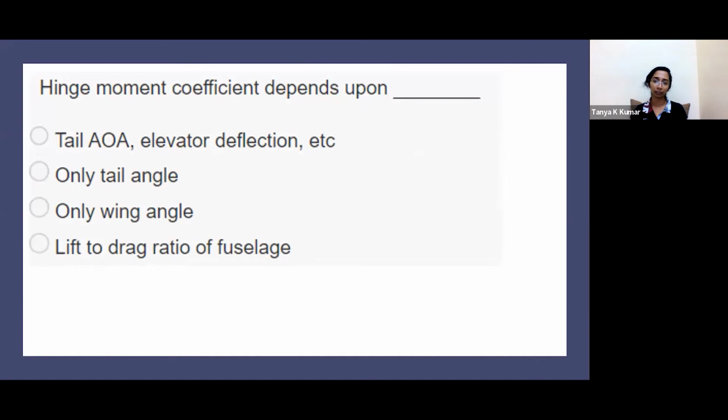The hinge moment coefficient depends upon what? We just discussed hinge moment coefficient. CH depends upon what? Just the tail angle, just the wing angle, lift to drag ratio, or the first option? Hinge moment coefficient. Come on. A, correct. Okay, so it depends upon tail angle of attack, elevator deflection, etc.